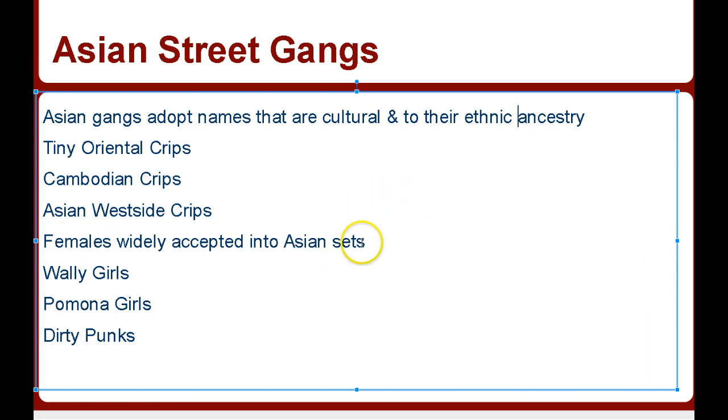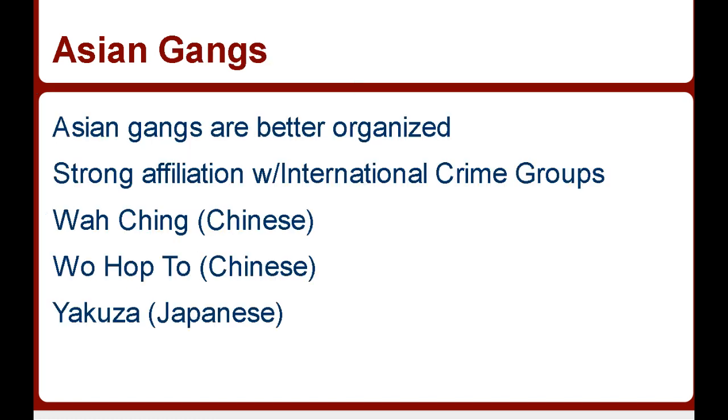Also, another thing that really separates them from the other groups is that the females are widely accepted way before any of these other groups would accept females into their gangs. So female Asians are widely accepted as regular gang members. You'd have Wally girls, Pomona girls, dirty punks. So the Asians set the tone for allowing women to come in. They were better organized. They had very strong affiliation before the other groups did.